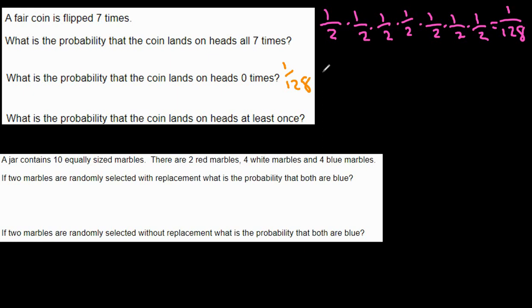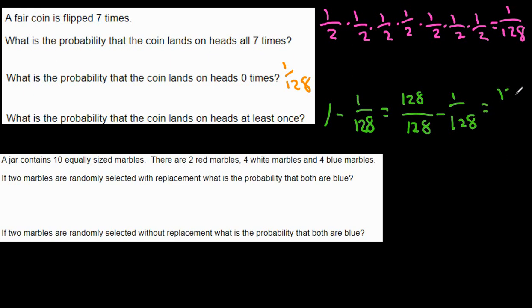And what is the probability that the coin lands on heads at least once? This is kind of an interesting question, and it's related to the answer just above it. So at least once means the only possibility that it's not that would be if it landed on heads none of the times. So we would just do 1 minus 1 over 128. That's the same thing as 128 over 128 minus 1 over 128.